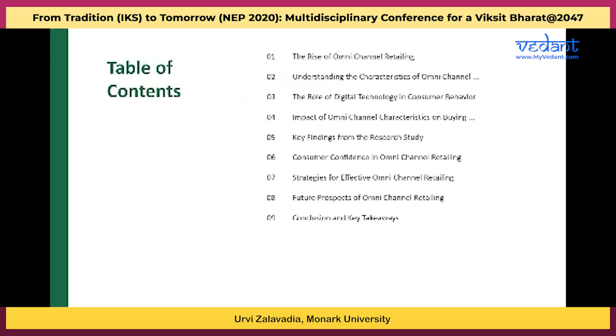This is the table of contents of the presentation: the rise of omni-channel retailing, understanding the characteristics of omni-channel, the role of digital technology in consumer behavior, impact of omni-channel characteristics on buying, key findings from the research study, consumer confidence in omni-channel retailing, future prospects of omni-channel retailing, and at last we will have a conclusion and key takeaways.